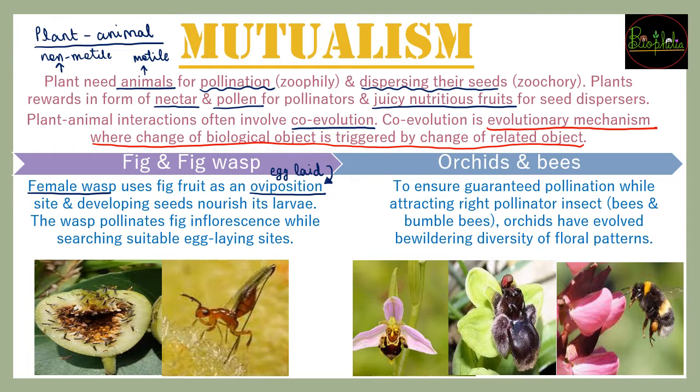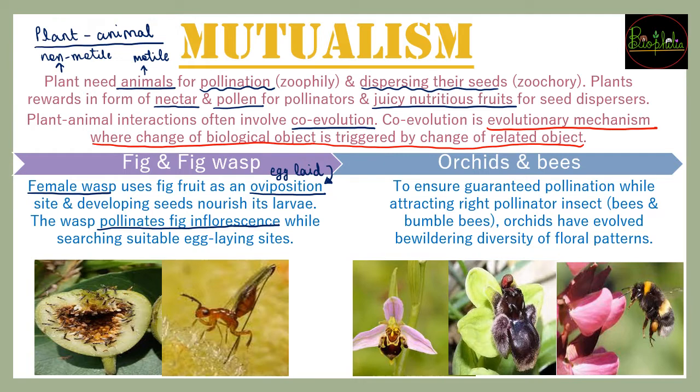Once the developing eggs are positioned there, the female wasp, while going from one place to another in search of a suitable place for laying eggs, at that time pollinates the fig inflorescence, and that helps the plant through pollination. And what will the wasp get in return? A suitable place where the eggs can be laid safely.